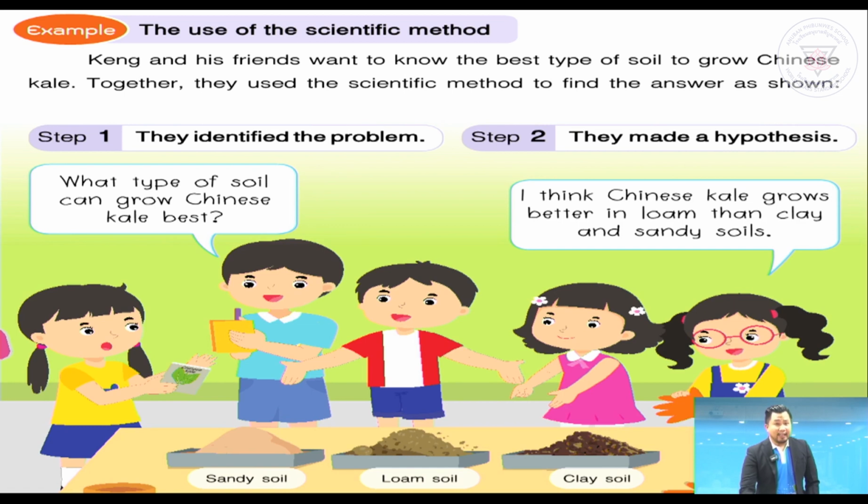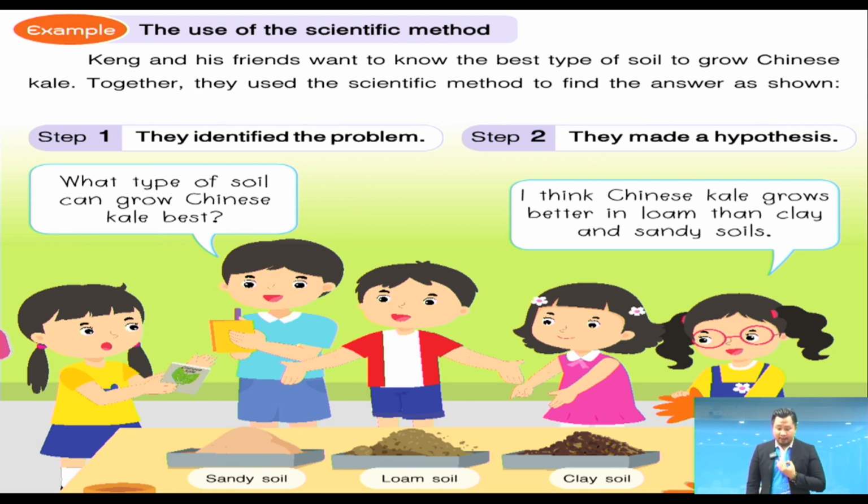Next. Example. The use of the scientific method. There are 5 steps. Okay? Let me read this one. Kang and his friends want to know the best type of soil to grow Chinese kale. Together as a group, they use the scientific method to find the answers as shown. We go to step 1. They identified the problem. What type of soil can grow Chinese kale best?